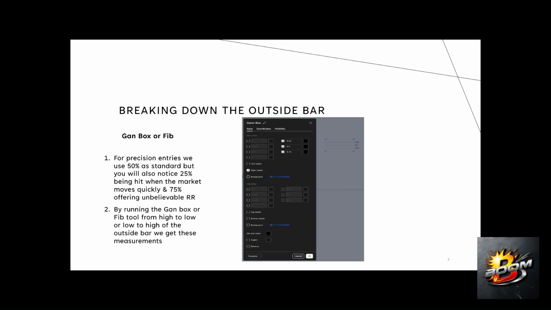So for precision entries, we use 50% as standard, but you will also notice 25% being hit when the market moves quickly, and 75% offering unbelievable RR, okay?